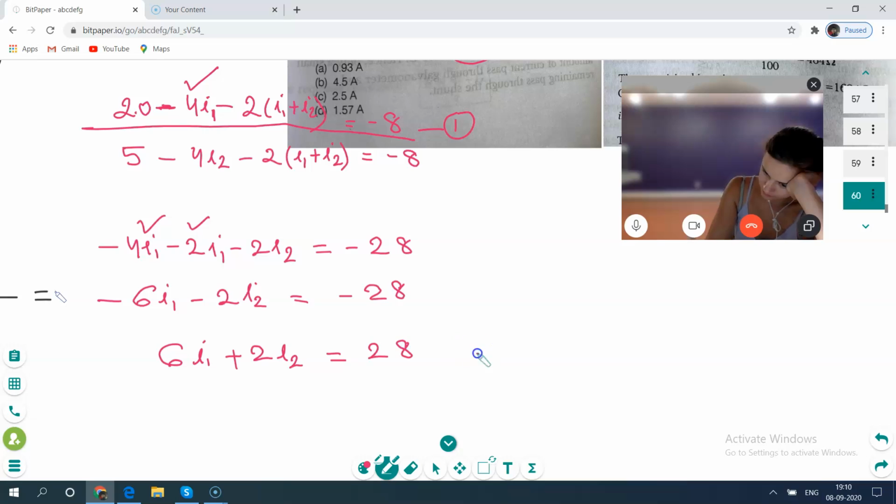This is equation number 1. Can you write equation number 2? Yes, so it is going to be minus 4 I2 minus 2 I1 minus 2 I2, so 6 I2 plus 2 I1 is equal to 13.